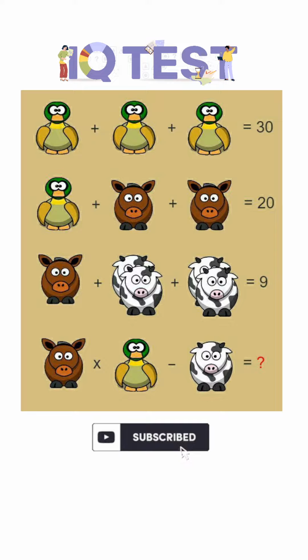So what do you have? Tobias, what do you have for me? What is the value for the duck? What is the value for the donkey? And what is the value for one cow? And what is the final answer?